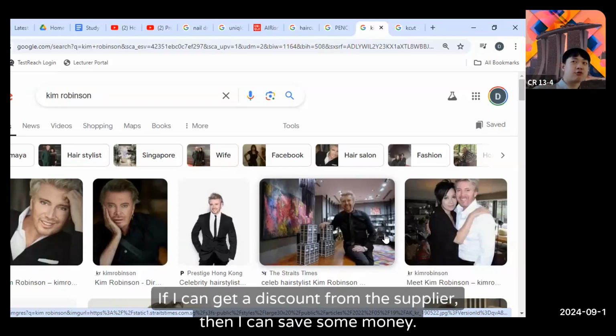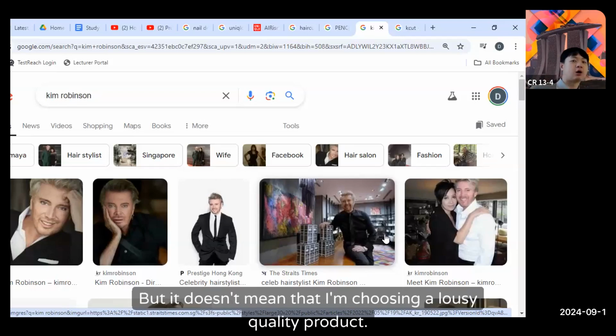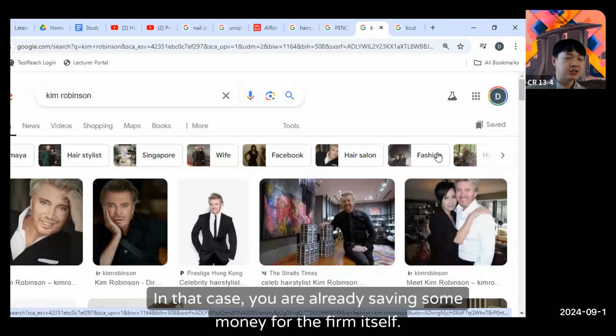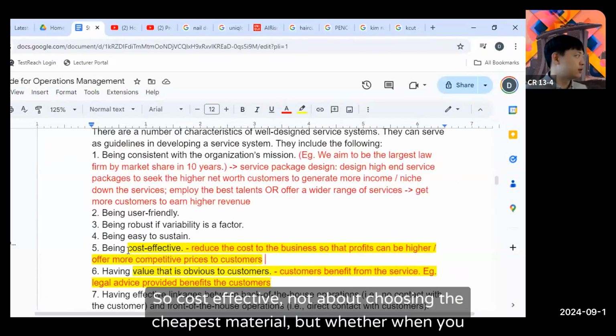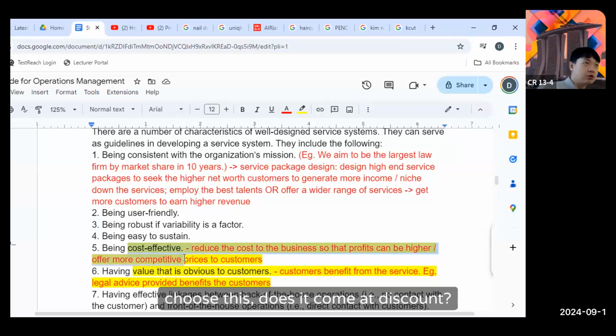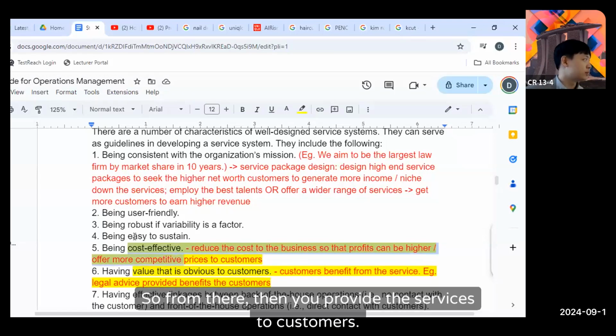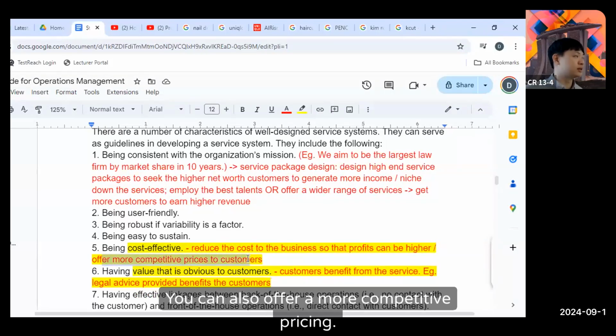If I can get a discount from the supplier, then I can save some money. But it doesn't mean that I'm choosing a lousy quality product. It's the same quality, same brand, but we could get some discounts. In that case, you're already saving some money for the firm itself. So cost effective is not about choosing the cheapest material, but whether when you choose this, does it come at a discount? Is it at a good price? And so on. So from there, you provide the services to customers. You can also offer more competitive pricing.